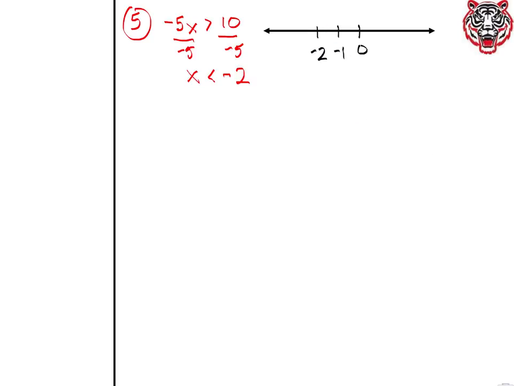Closed point or open point? Closed. Do you agree? Oh, she says open. No, it's closed. It's open. And is it going to the left or to the right?